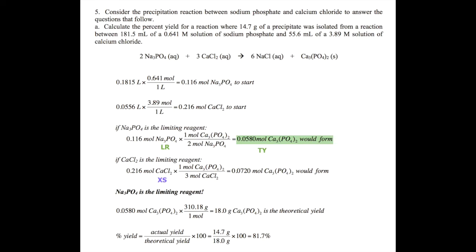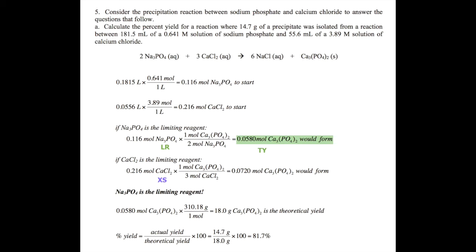In order to wrap up 5A, when we converted our calcium phosphate theoretical yield to grams, we got a total of 18 grams as our theoretical yield, giving us an overall percent yield of 81.7%. So, as we take this information and move on to 5B, the first thing that's going to be really important for us to recognize is that the sodium phosphate was our limiting reagent. That means that it was completely consumed during the course of the reaction. None of it is left over. The calcium chloride was our reagent in excess. That means that some of it reacted in the reaction and some of it's left over at the end.